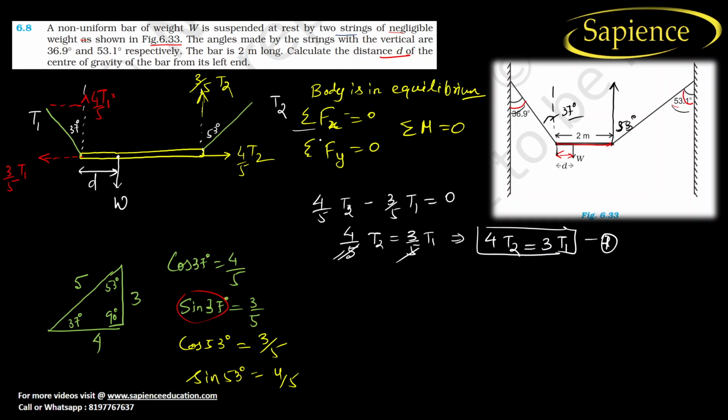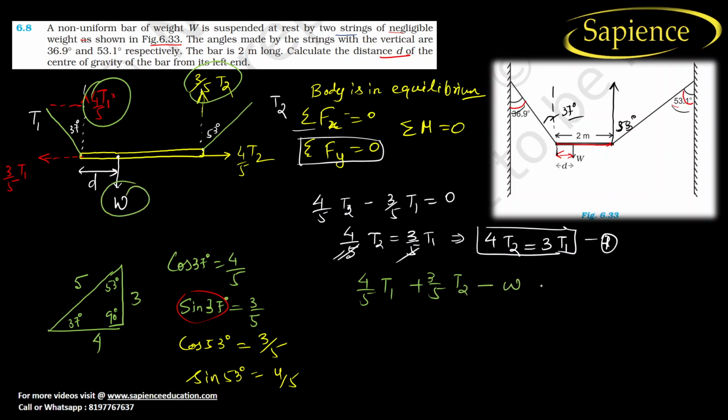Another equation is that the sum of the forces in the y direction, so the y direction total force will be 0. Let us change the color. Now, 4 by 5 t1, this force I am talking about, 4 by 5 t1 plus 3 by 5 t2, and minus w, that is this force, is equal to 0. So from here we have got another equation.